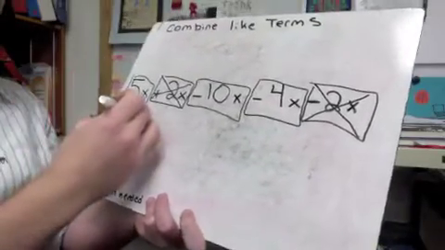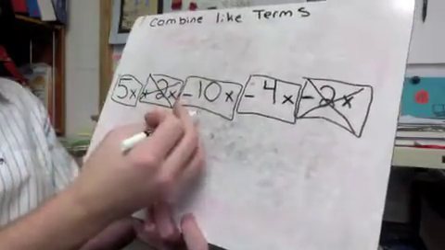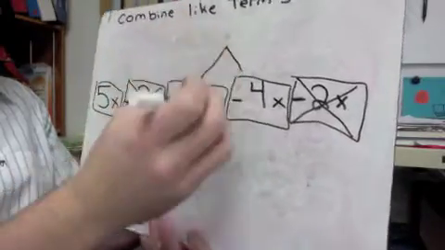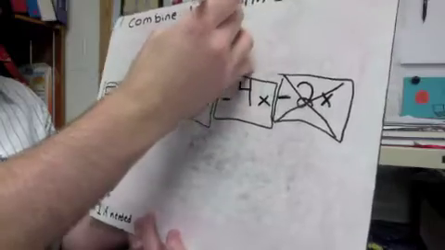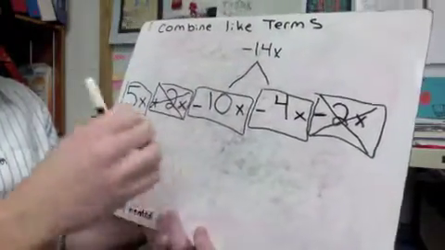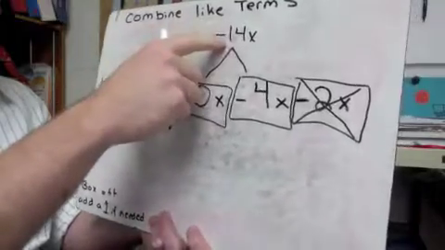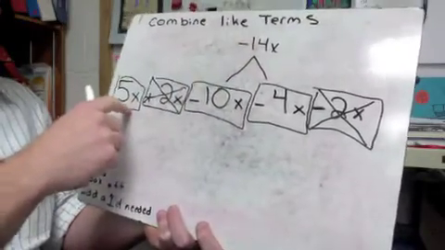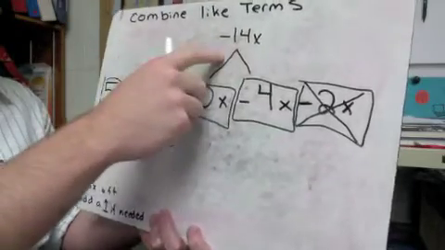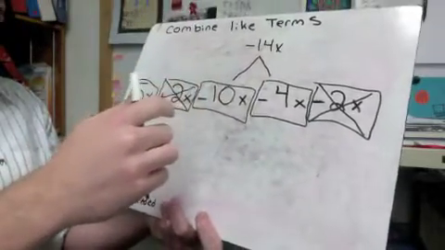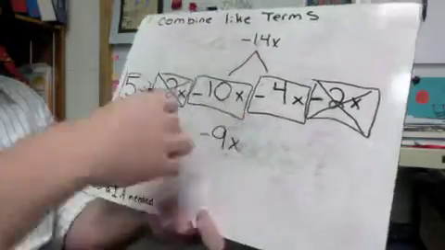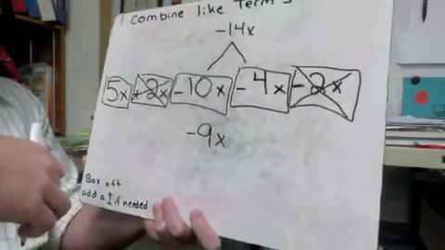Now I just have the rest of them. I've got 5x, I've got negative 10x, and I've got negative 4x. So maybe I put these two together. That could be negative 14x. And then I just have 5x plus negative 14x, or just 5x minus 14x, that should be negative 9x, and that would be your answer.